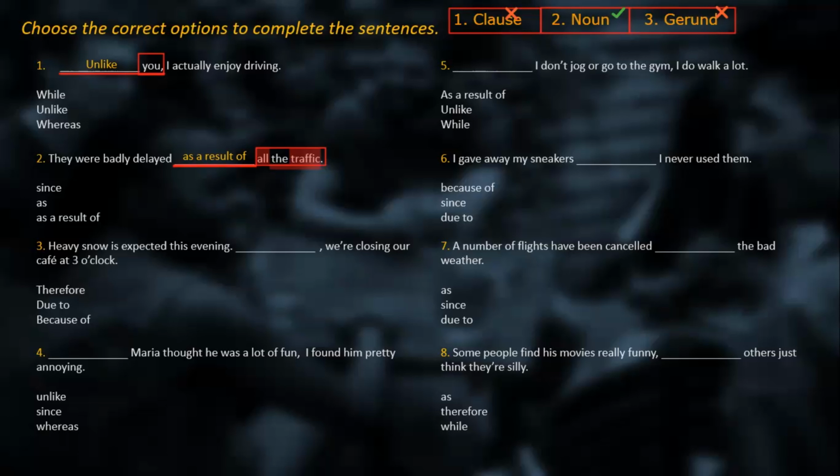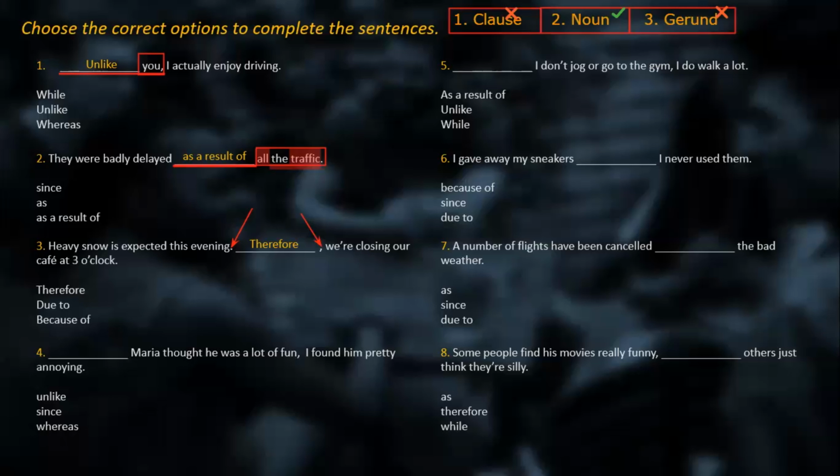therefore. The number 4. "Maria thought he was a lot of fun. Then I found him pretty annoying." Are we expressing contrast or reasons? Okay, for me, this example expresses contrast. Yes, it's contrast. Now, what type of information do we have in this sentence?